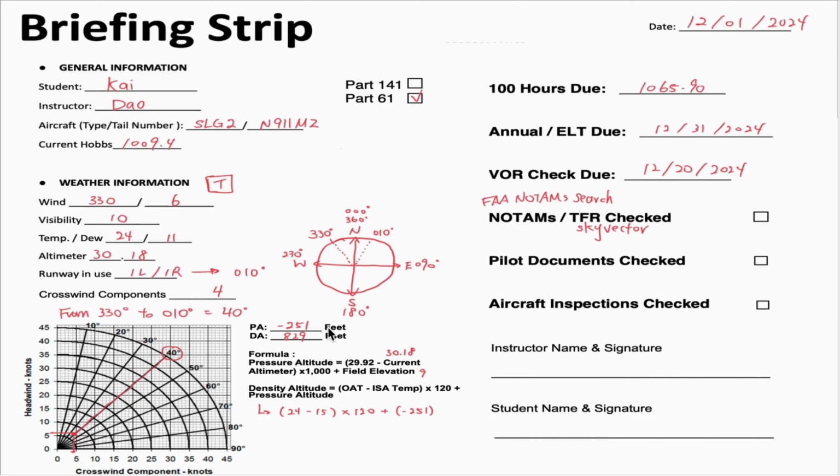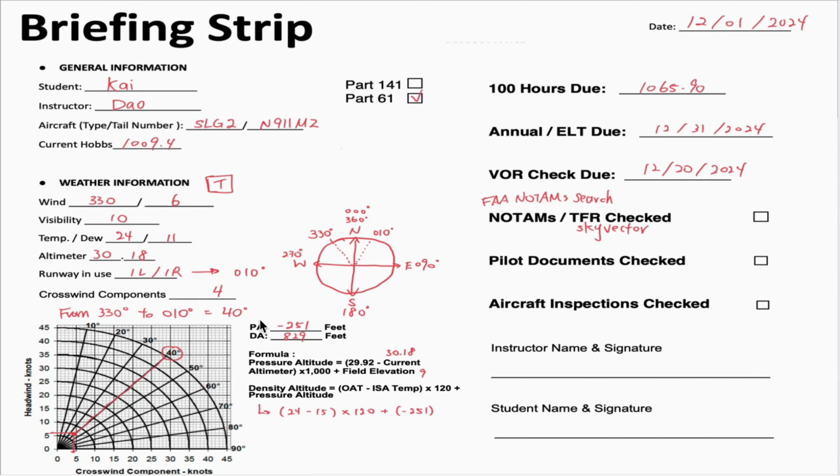Then we'll move on to calculating pressure altitude, which you can see over here we'll calculate to be negative 251 feet. The formula is provided over here. We'll use 29.92 minus the current altimeter, which is 30.18, which we got over here. Multiply that number by 1,000, and then add the field elevation of North Perry Airport, which is 9 feet. So to review, 29.92 minus 30.18, which we got from the ATIS, times 1,000, plus the field elevation of 9, and we'll get negative 251.